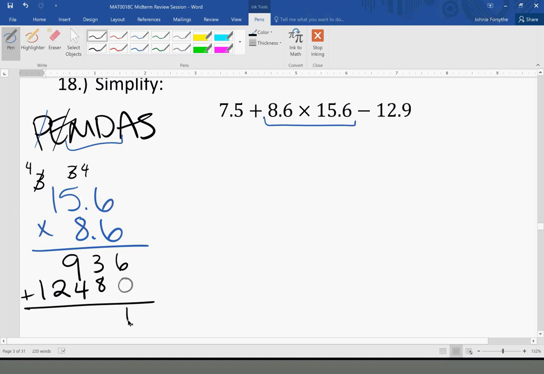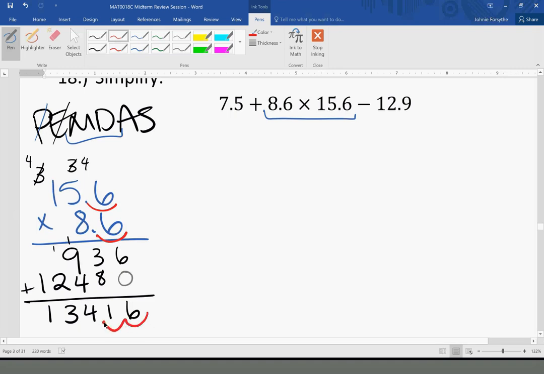So now we're going to add. 6 plus 0 is 6. 3 plus 8 is 11. Carry the 1. 1 plus 9 is 10. Plus 4 is 14. Carry the 1. 1 plus 2 is 3. And then bring down the 1. Now we've got to take care of those decimals. So how many places do we have? 1, 2. So we need to move this 2 places. So 8.6 times 15.6 is 134.16.